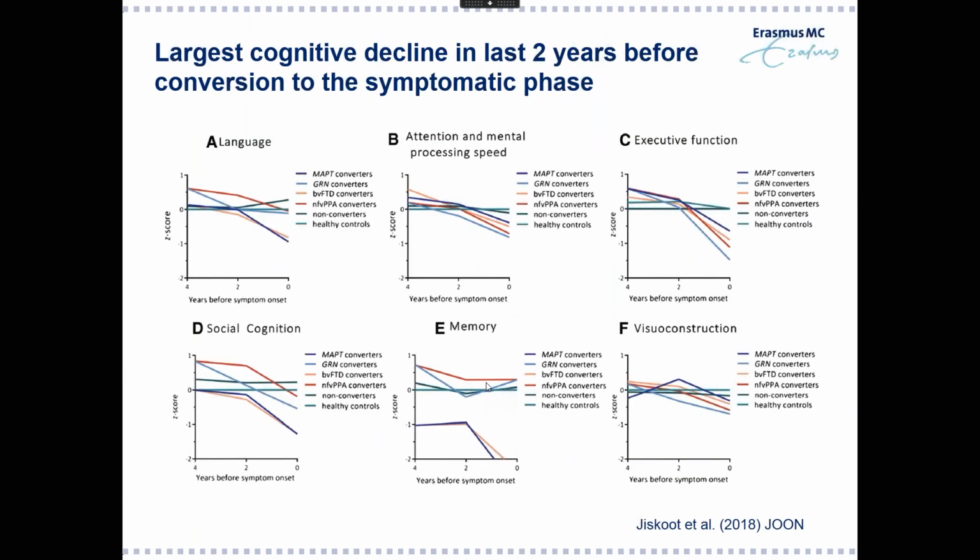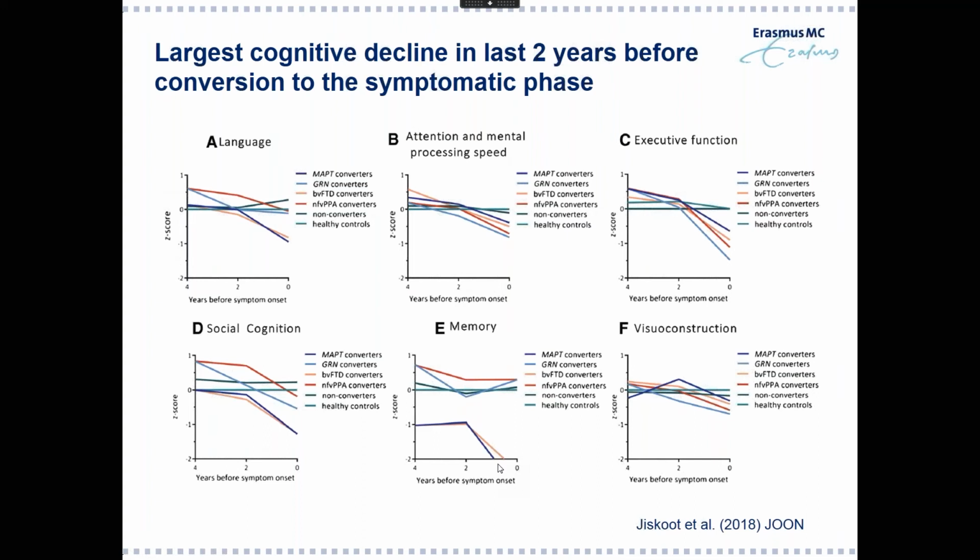Follow-up work within the same cohort looked into cognitive decline in the last few years prior to conversion to the symptomatic phase, so pre-symptomatic mutation carriers that develop symptoms of FTD. What you see here on the x-axis is the years before symptom onset: 4 years before, 2 years before, and here the 0 mark is the conversion point. What can be observed is that, especially in the last 2 years prior to conversion, as you can see in the large drops here, the biggest cognitive decline is visible.